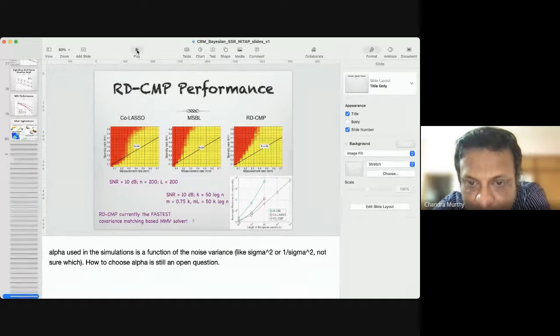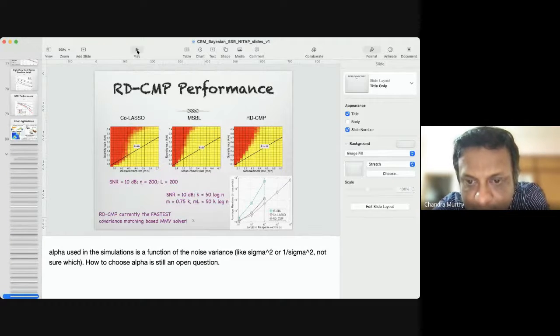What you can see here is that COLASO is faster than MSBL. It's almost 2 orders of magnitude faster than MSBL, but RDCMP is even faster than COLASO. In fact, you cannot run COLASO beyond vectors of length about 10,000. MATLAB runs out of memory.